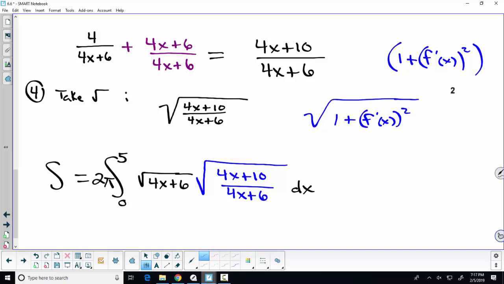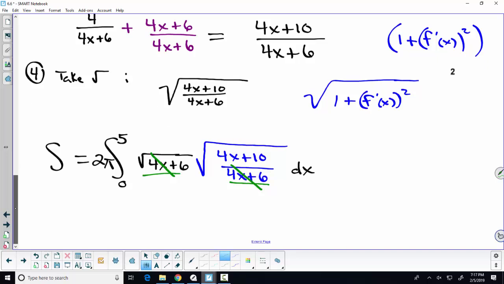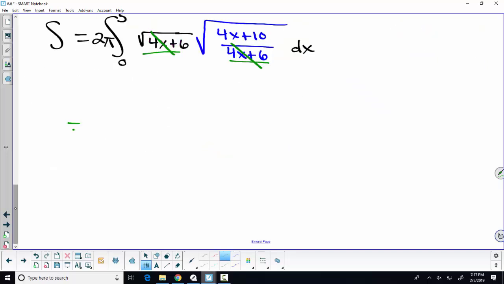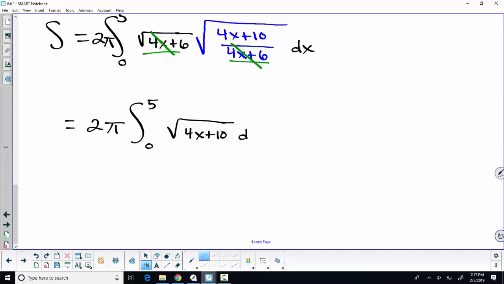Okay, so now hopefully this is obvious why we added 1 in that form, because this root out here cancels with this root down here. So that's gone, and we just have a pretty straightforward integral at this point. At least a lot easier than what it was. Any questions?